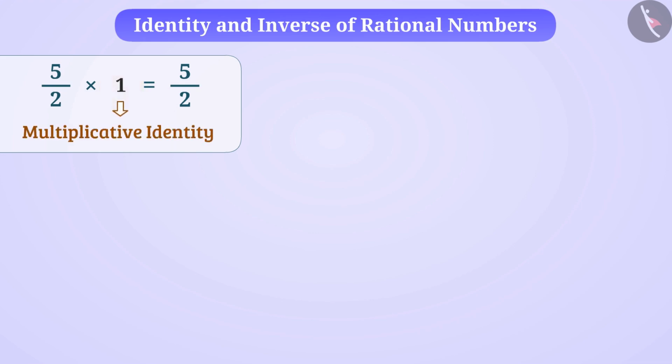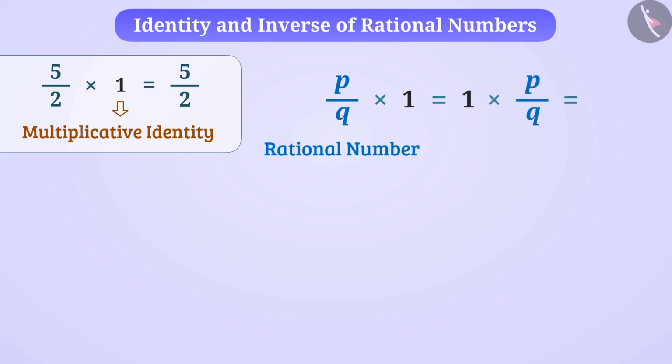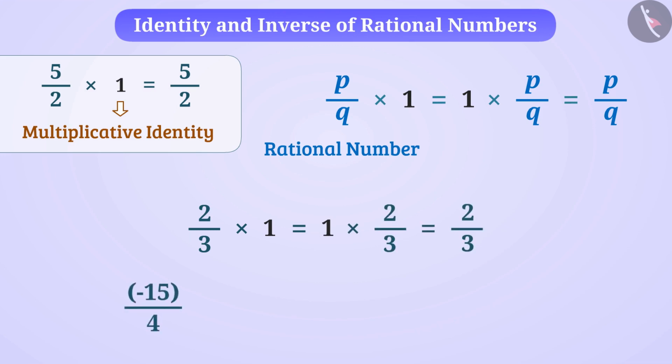In brief, for a rational number p by q, p by q multiplied by 1 is equal to 1 multiplied by p by q is equal to p by q. For example, the answer of 2 by 3 multiplied by 1 or 1 multiplied by 2 by 3 is 2 by 3 only. The answer of minus 15 by 4 multiplied by 1 or 1 multiplied by minus 15 by 4 is minus 15 by 4.